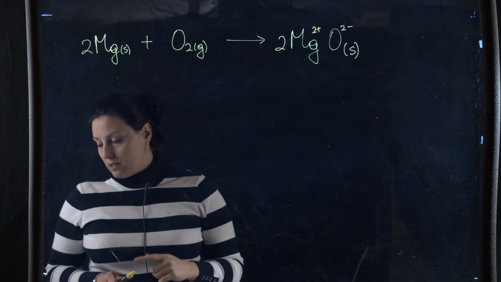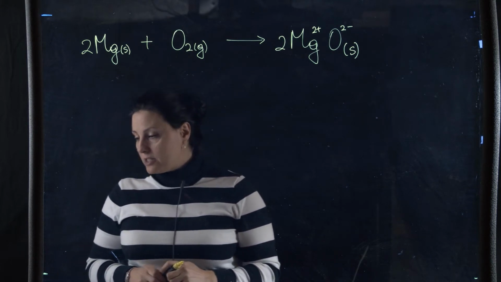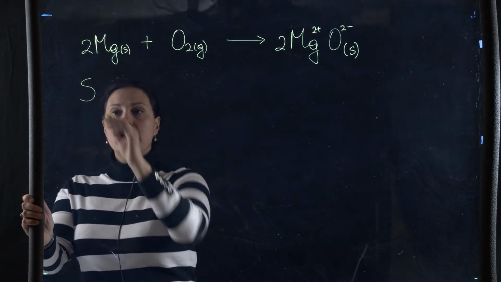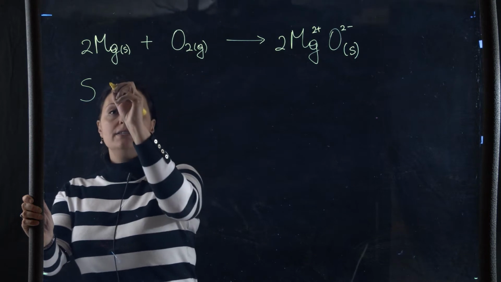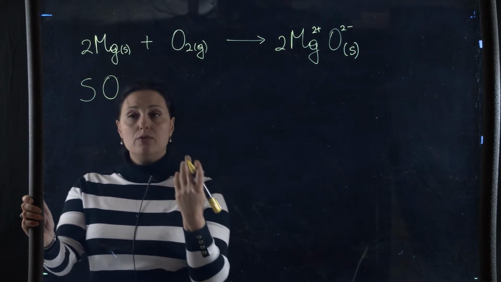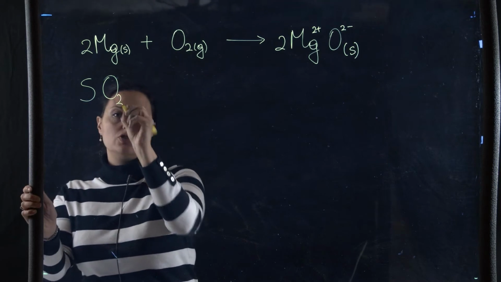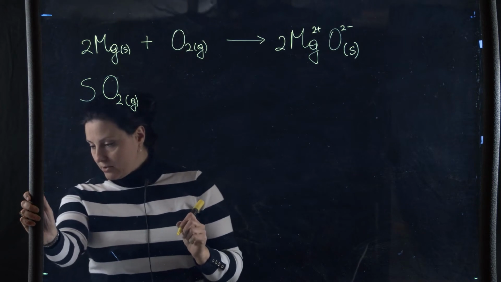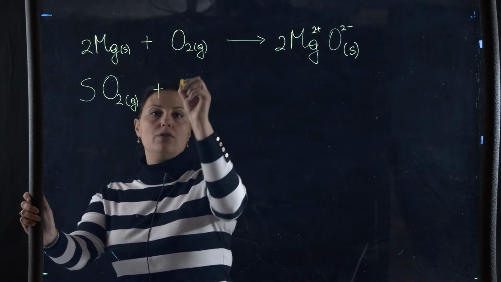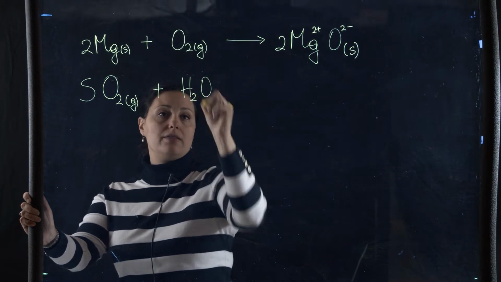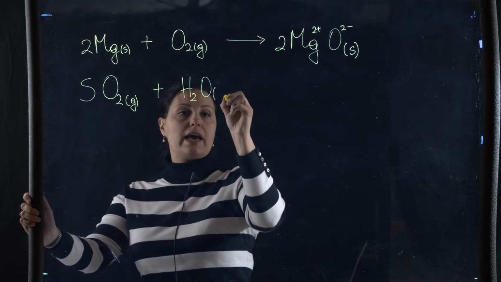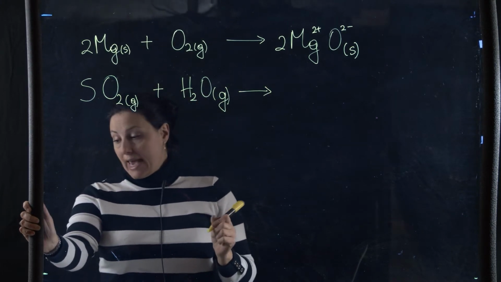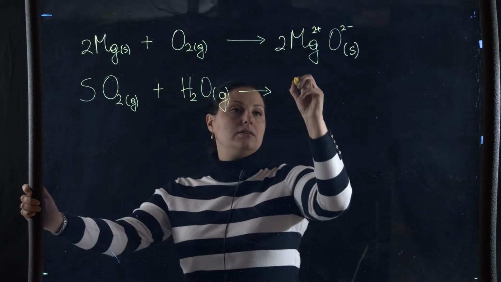Let's take a look at example number 2. Sulfur dioxide gas. I know that I have sulfur, and I have oxygen, oxide. The prefix di tells me that there are 2 oxygens, and it's in the gaseous form. It reacts with water vapor. We know the formula for water, H2O. Now it says it's vapor, which means it's in the gaseous form as well. It reacts to give me aqueous hydrogen sulfite.